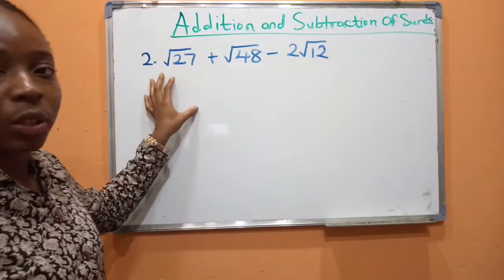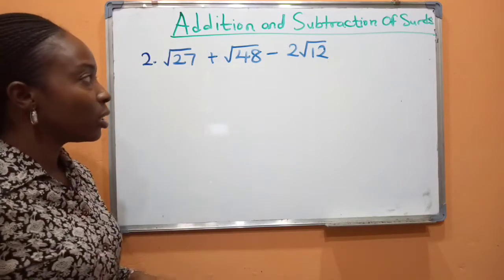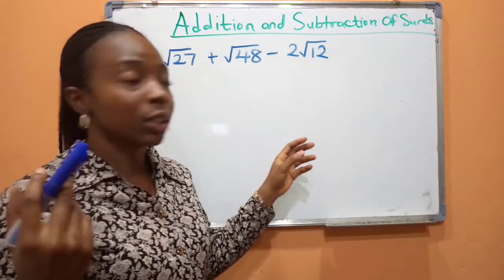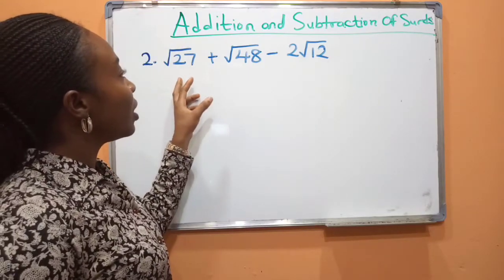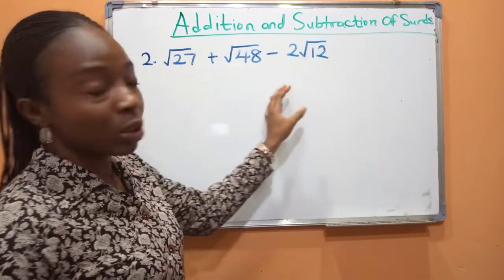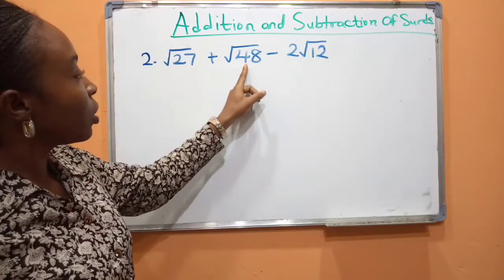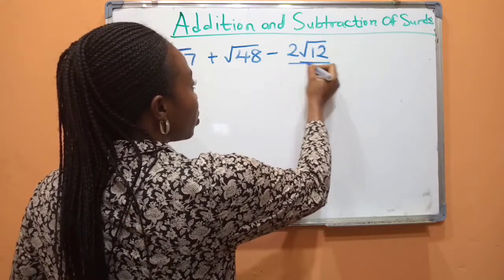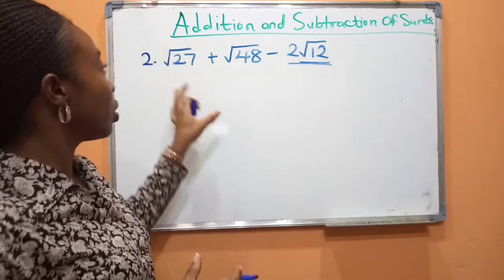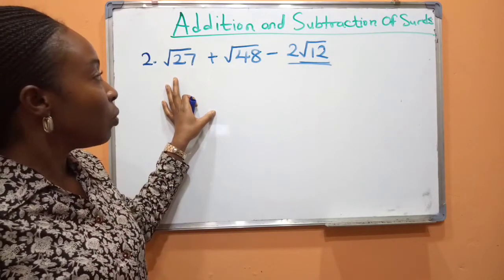So now let's take a look at this example. If you take a look at this example, you're going to notice it's a little bit different from the previous example. In the previous example, we just had to add and subtract pure surds. They were all pure surds. But in this one, we have two pure surds here and we have a mixed surd here. Okay, we have a mixed surd here. So how do we go about solving something like this? First of all, we still need to follow the same step.